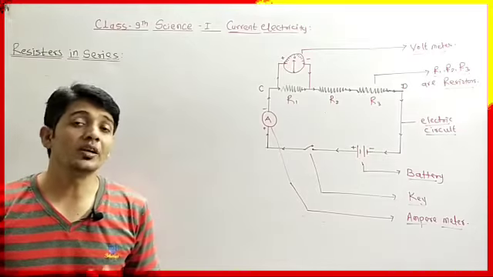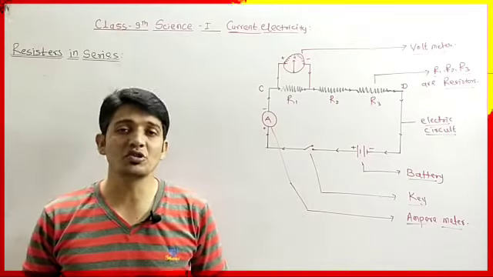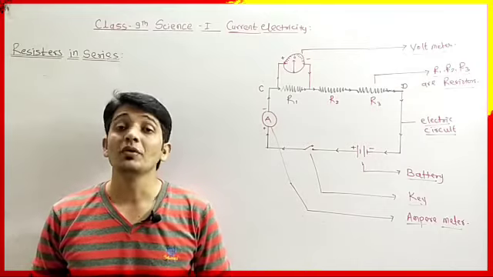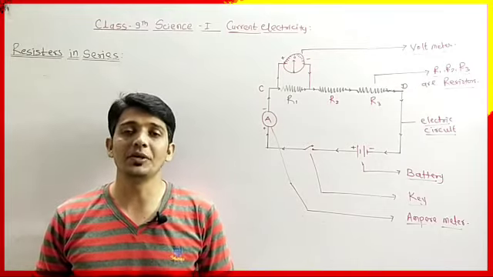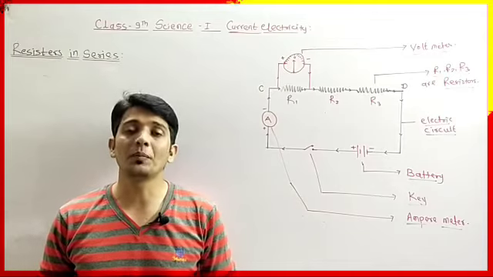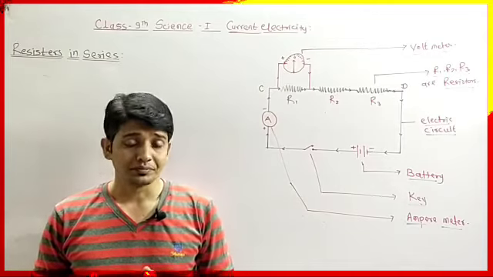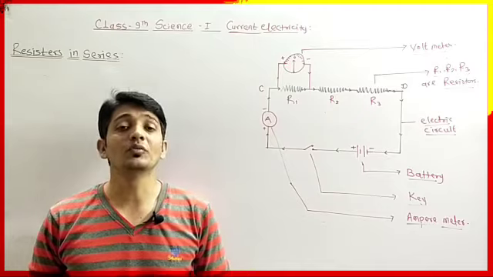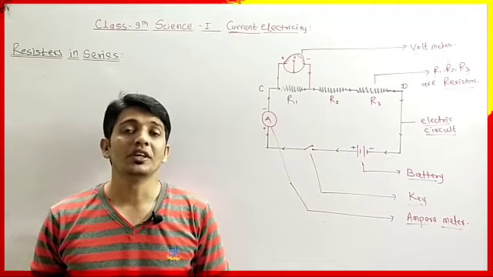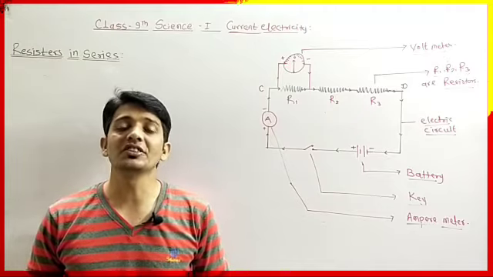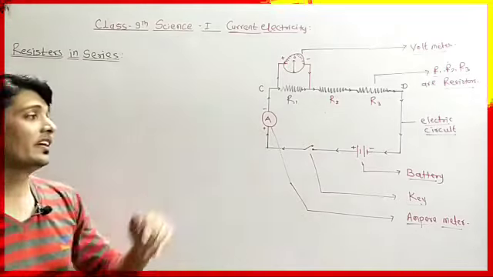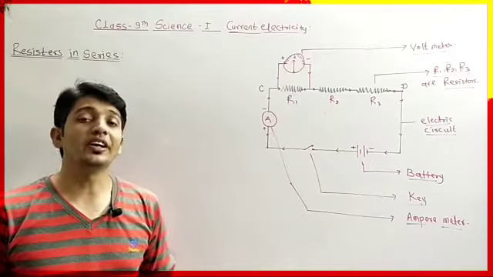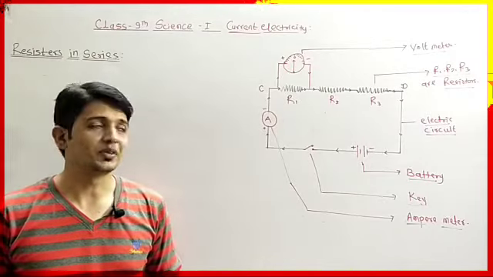In the previous video we already understood Ohm's law, resistance and resistivity, and some numericals based on them. Today we are going to understand the effect on potential difference when resistors are connected in series. Here is a circuit diagram already drawn on your screen.